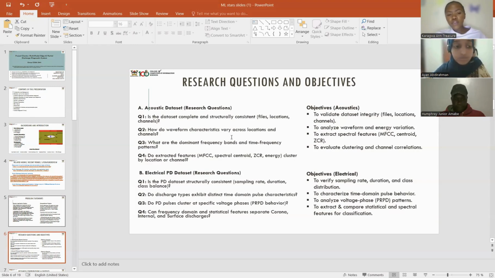The research questions aim to look at the dataset integrity, which are the datasets of both acoustic and electrical datasets, identifying the different waveform characteristics across time and frequency, and extracting features that can be used to train models to classify and algorithms to locate where the partial discharge is happening.